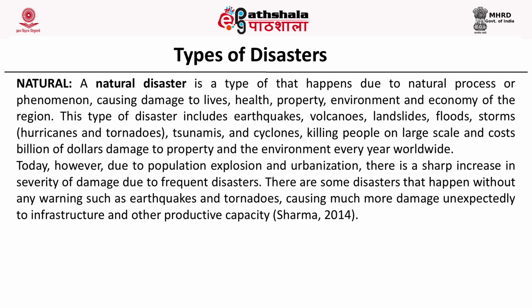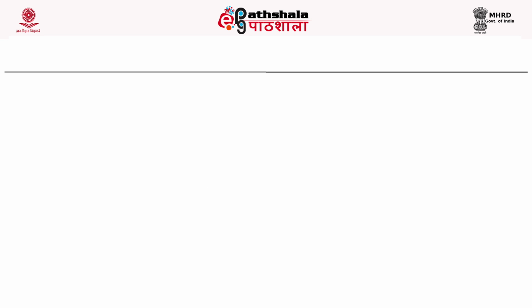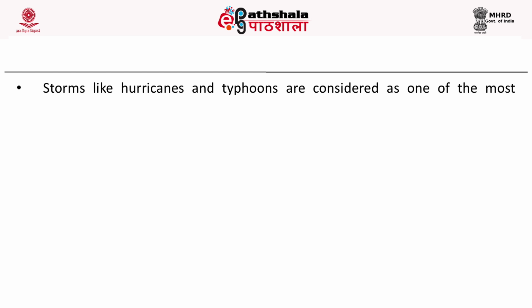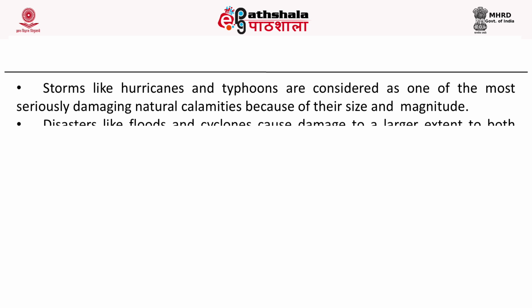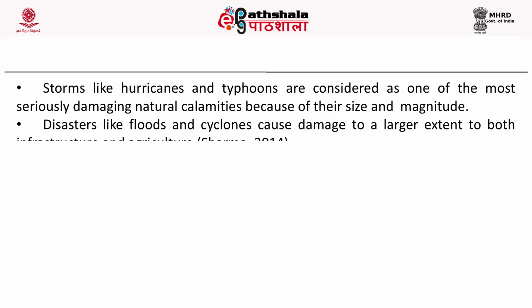Today, however, due to population explosion and urbanization, there is a sharp increase in the severity of damage due to these frequent disasters. There are some disasters that happen without any warning, such as earthquakes and tornadoes, causing much more damage unexpectedly to infrastructure and other productive capacity. Storms like hurricanes and typhoons are considered one of the most seriously damaging natural calamities because of their size and magnitude. Further, disasters like floods and cyclones also cause damage to a larger extent to both infrastructure and agriculture.